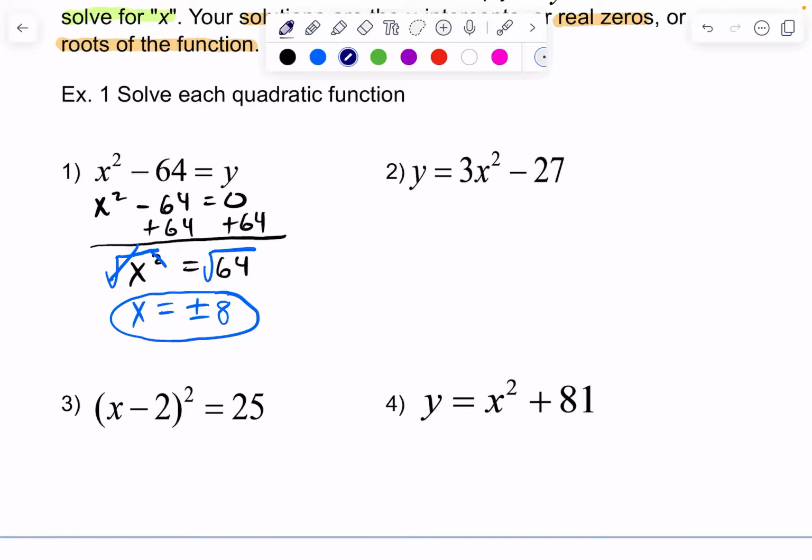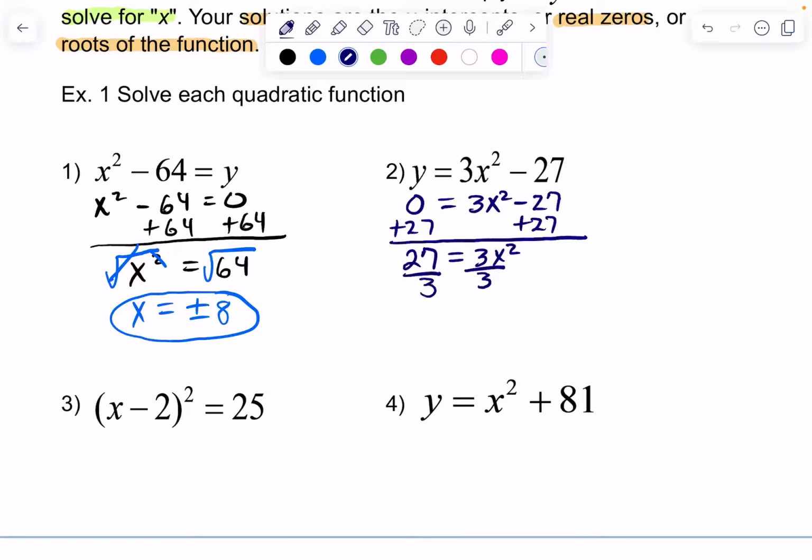Please remember that when you use square root to solve equations, you must use both the positive and negative side. Next, we're going to set y equal to 0, and we're going to once again solve for x. So I'm going to add 27 to both sides. And then we're going to go ahead and solve for x here by isolating the x squared first, dividing 3 to both sides. That's going to give me x squared equals 9. I'm going to eliminate the power of 2 by square rooting both sides, and x will equal plus or minus 3. And there you have it.